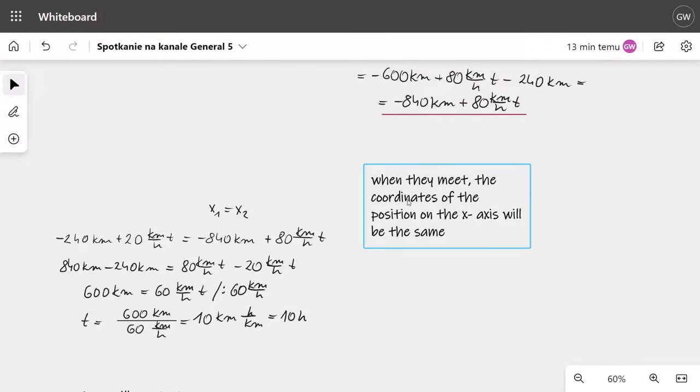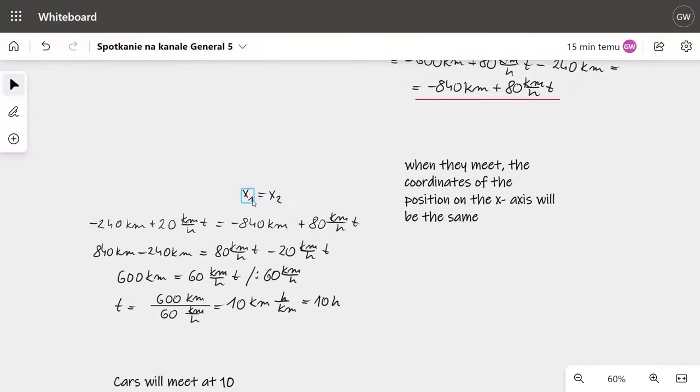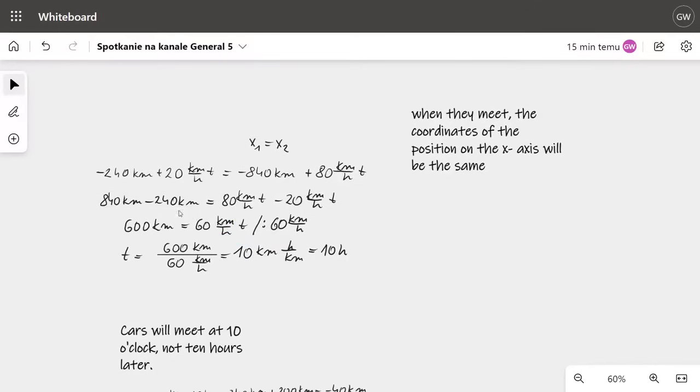When they meet, the coordinates of the position on the x-axis will be the same. So, x1 equals to x2. We put here right sides of equations of motion and calculate time the cars met. Cars will meet at 10 o'clock. Not 10 hours later.